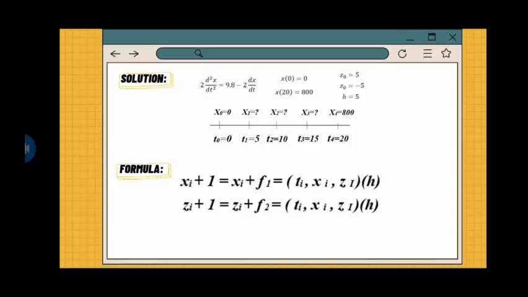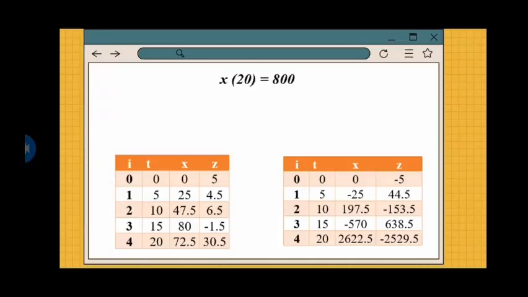And then we have z_{i+1} equals z_i plus f2(t_i, x_i, z_i) multiplied also with h. And the last one, t_{i+1} is equal to t_i plus h. So this is the formula of Euler for system. Now, let's start our calculation. Firstly, make sure you know that when t is equal to 20, our x must be 800.